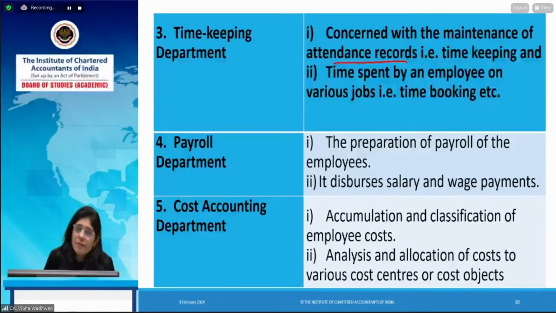Cost accounting department classifies the cost, accumulates the cost, and calculates the labor cost into direct cost and indirect cost, and they do the analysis. So the cost accounting department does the analysis of all the costs, whatever labor cost is being incurred, to classify them: this is direct and this is indirect. So this part is done by the cost accounting department. The major accounting, the costing part, is done by the cost accounting department.